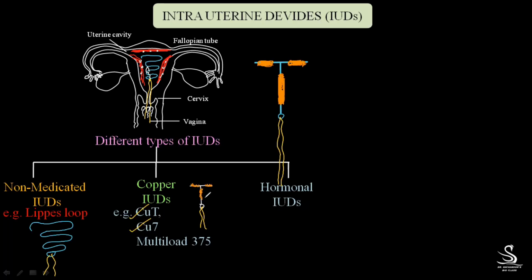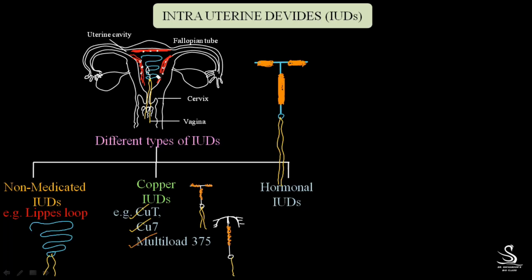Then how is the Multiload 375 made? Multiload 375 is made almost like a T-like structure, but it has a slightly different shape. Here, this is the way the Multiload 375 looks. This is the way they are made. And here they also put a thread over here. This is the way they are. And on this also they have a copper wire. Here is a copper wire. Right? So I hope you understood how the Multiload 375 is made.